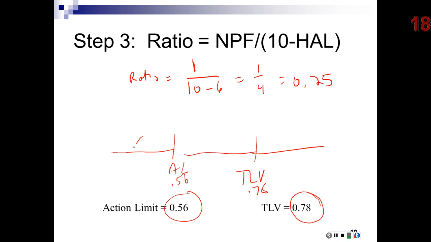And so we can see that we fall somewhere right here, below the action limit, below the AL. And so at this level, MSDs are unlikely. It's below the action limit, below the TLV, so MSDs are unlikely. Okay, so we don't expect to see MSDs in this chip sorting task.